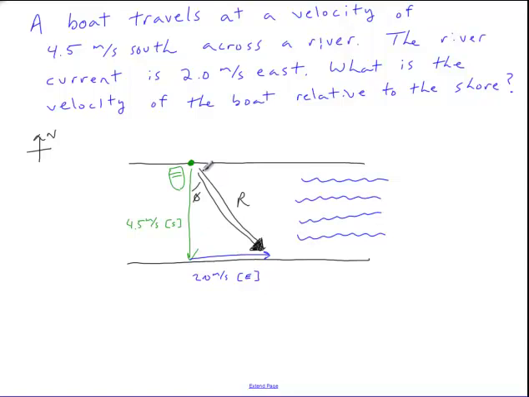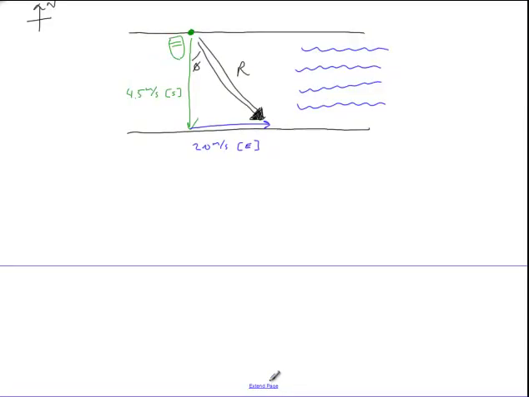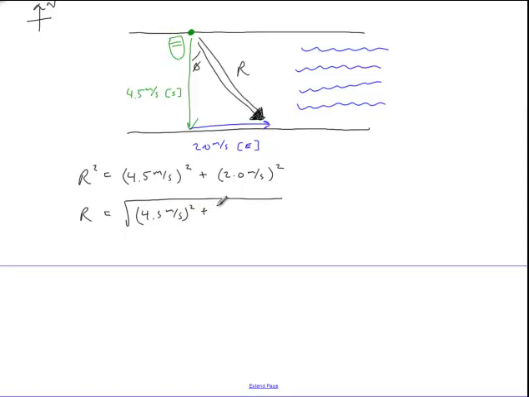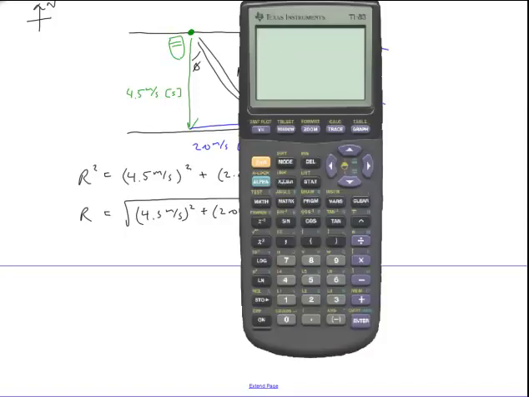So this is a right angle triangle. We can solve this with our standard Pythagorean theorem. First of all, let's get r. And we know the equation is r squared equals 4.5 meters per second squared plus 2.0 meters per second squared. So if we square root each side, we get r equals the square root of 4.5 meters per second squared plus 2.0 meters per second squared. Okay, so we can use our calculator to get the answer to that.